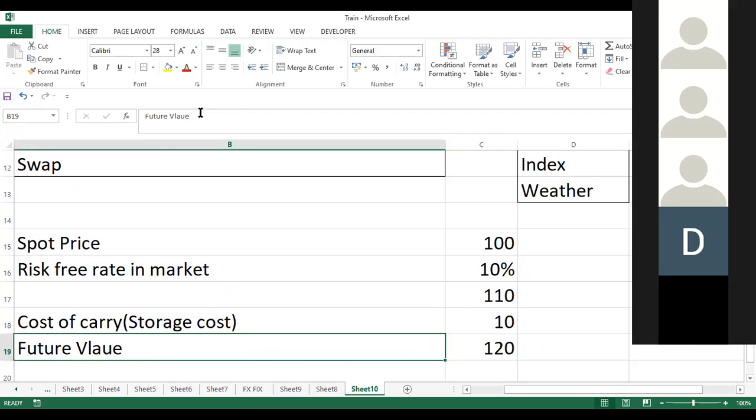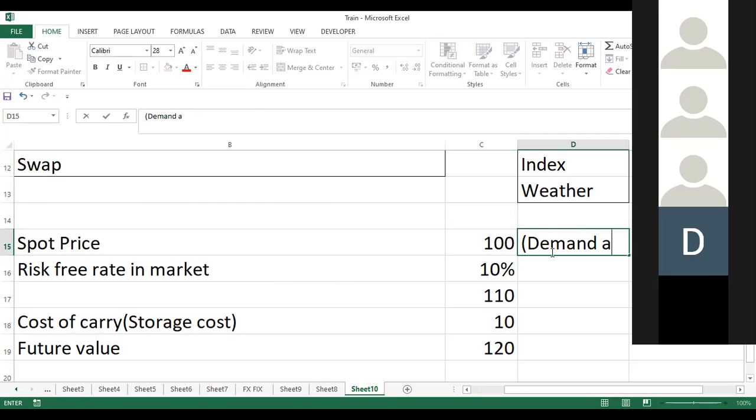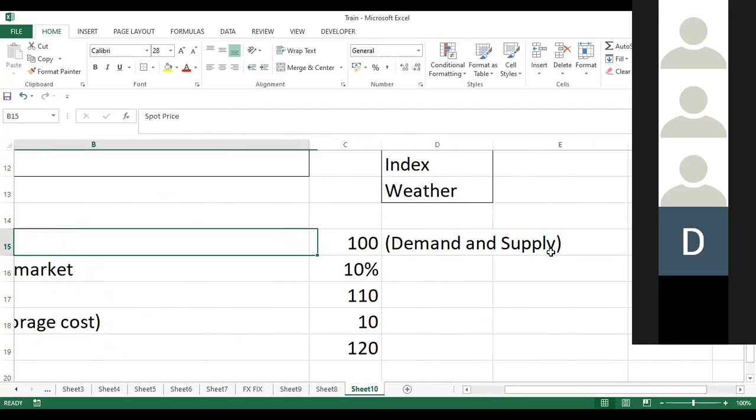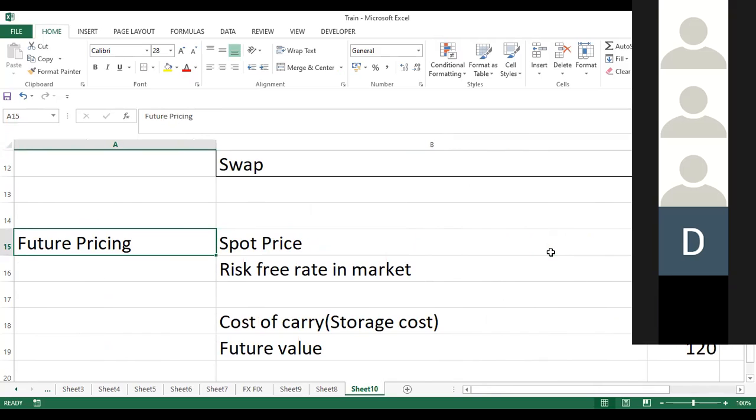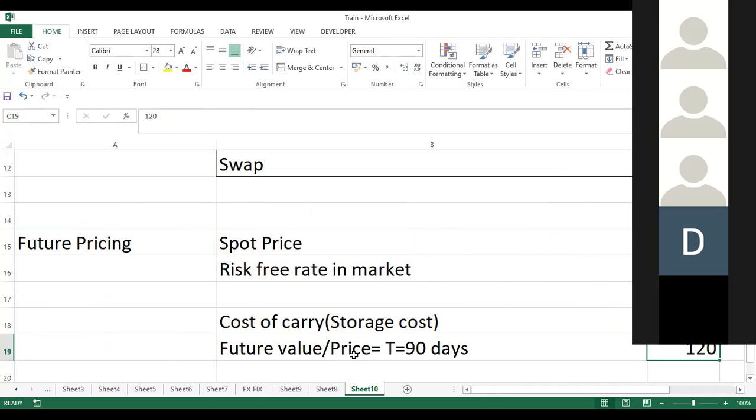So just have given you as in how the future value, again, the spot price is something which is being decided by the market forces for demand and supply. How you deciding the spot price? It is demand and supply in the market, and your future price is something which you're going to pay in future, not right now. This future price, the future value or future price, whatever you want to call it, is for time equal to 90 days, right? So this is how.